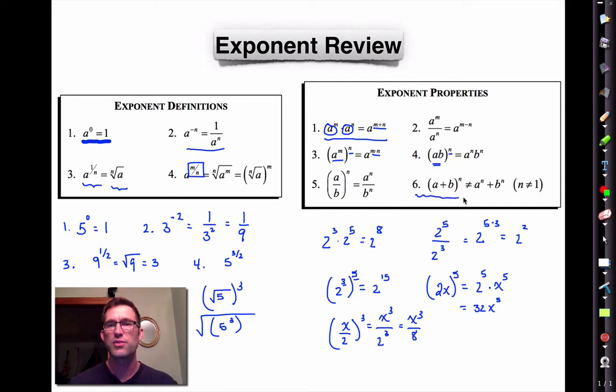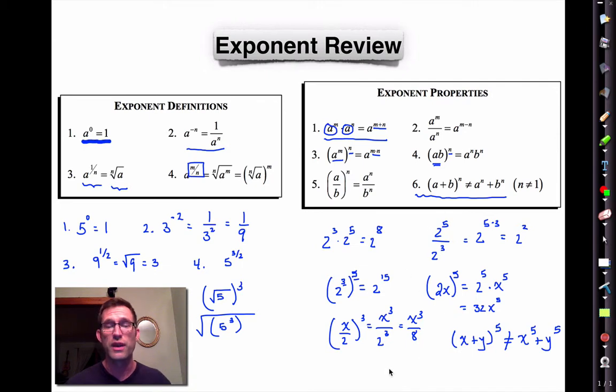Now number 6 is interesting because it's not actually a property, it's a non-property, if you will. One thing that exponents don't do is they don't distribute through addition or subtraction. So a plus b to the n is not a to the n plus b to the n generally, unless n is 1, and, well, then it is. But generally speaking, you don't want to see something like x plus y to the 5th and think that that is x to the 5th plus y to the 5th, because it's not. All right? That would be silly.